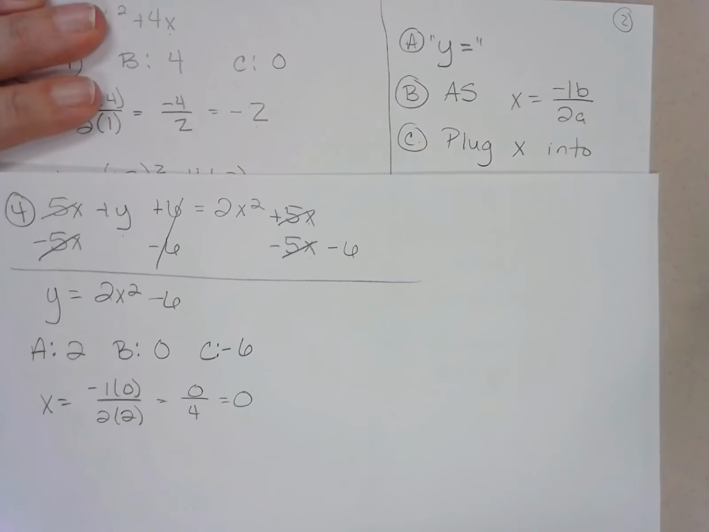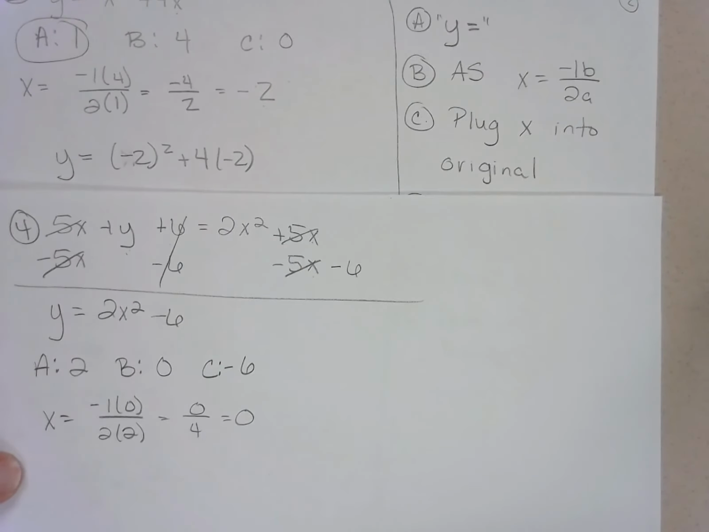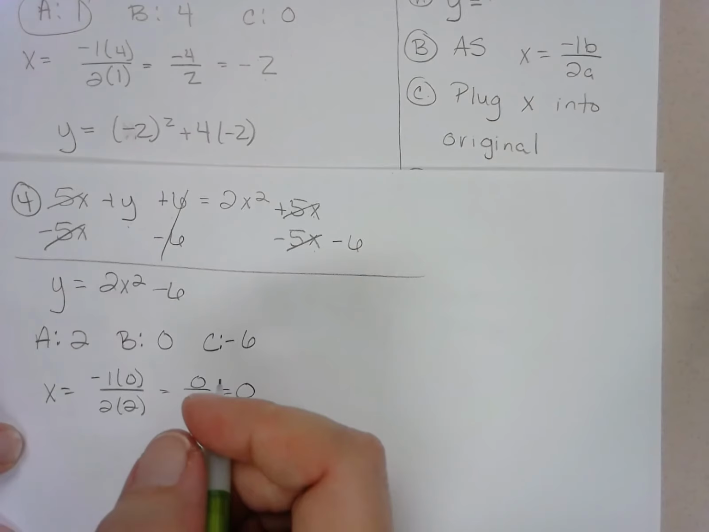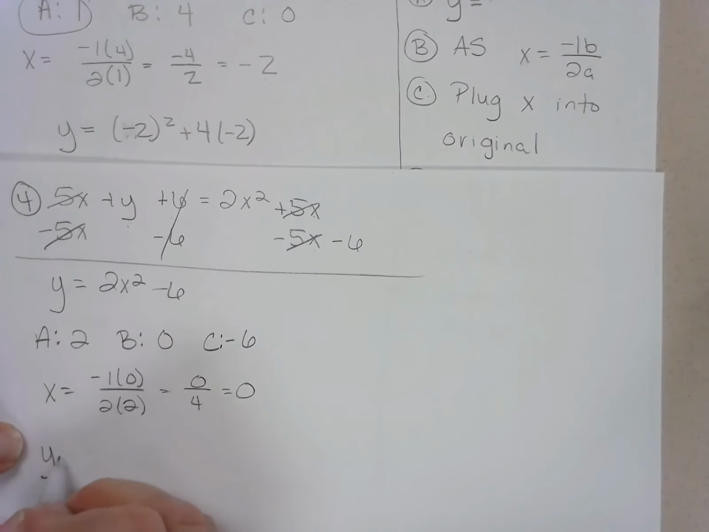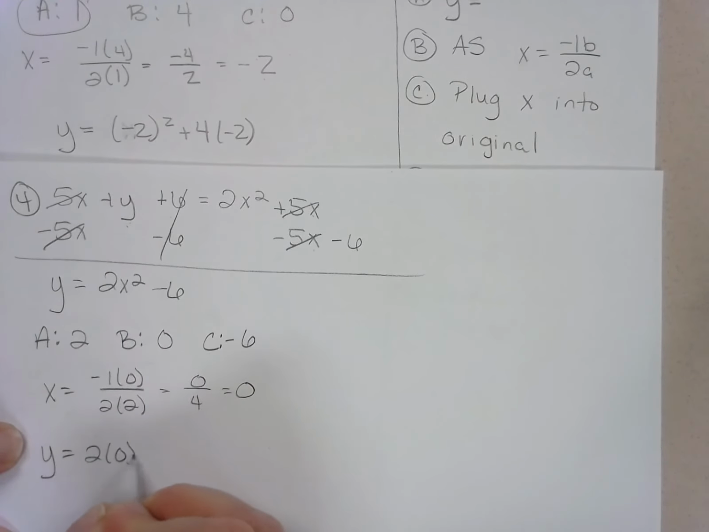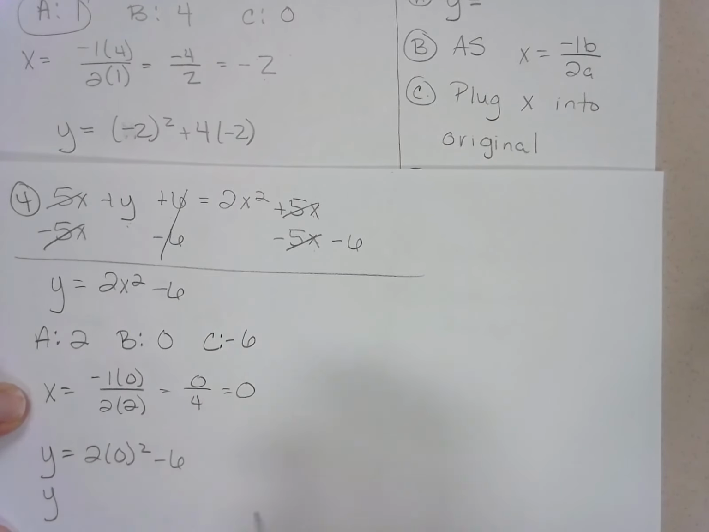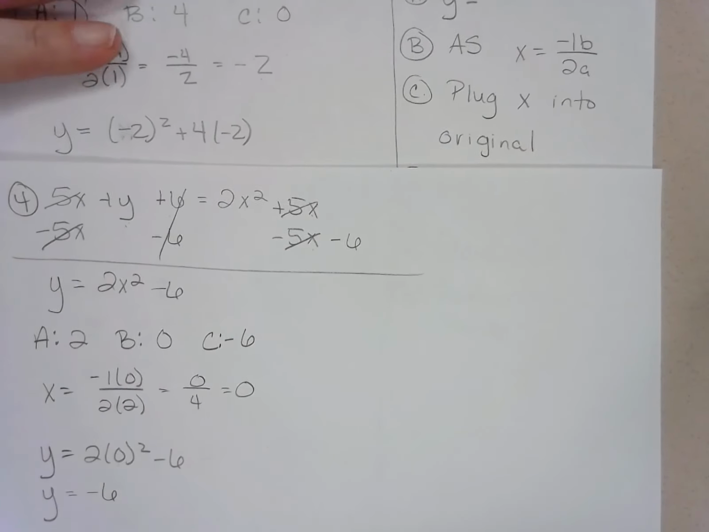And then I'm going to plug that into my original function. So I'm going to say y equals 2 times 0 squared minus 6. And I can plug that into my calculator, or I can just do it real quick. Anything times 0 is 0. And I'm left with y equals negative 6. So I plugged in.